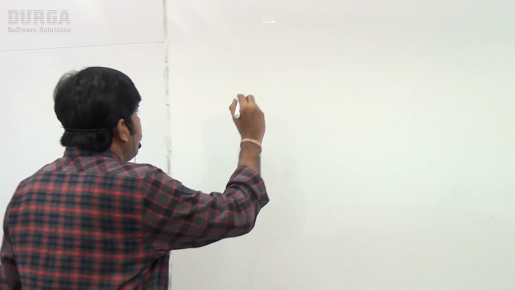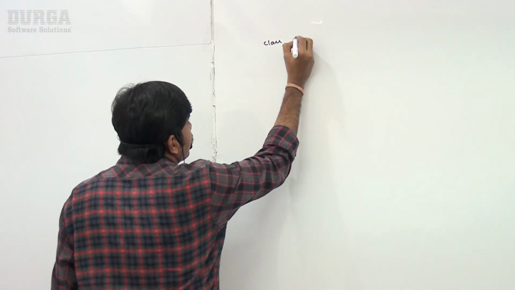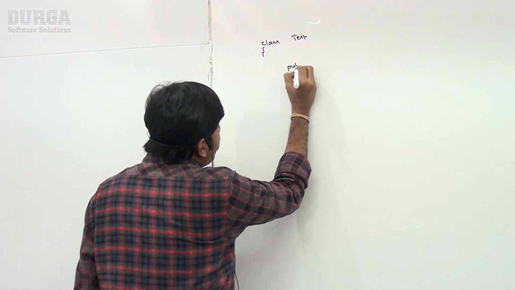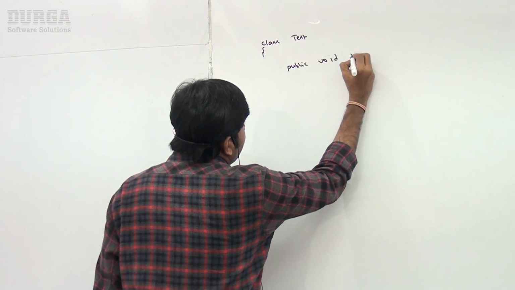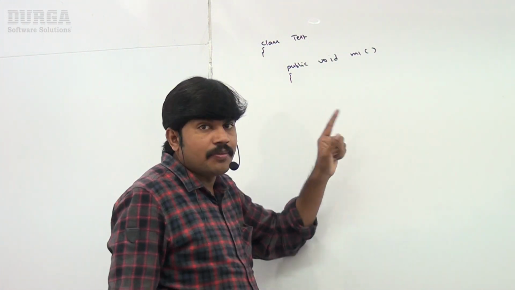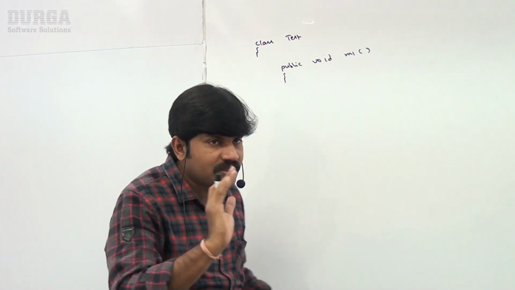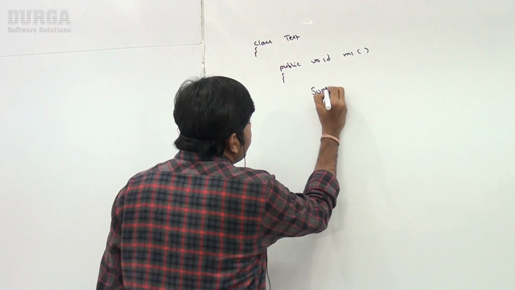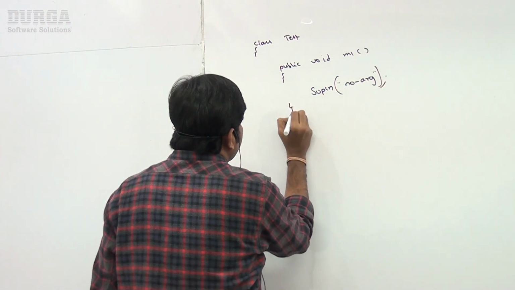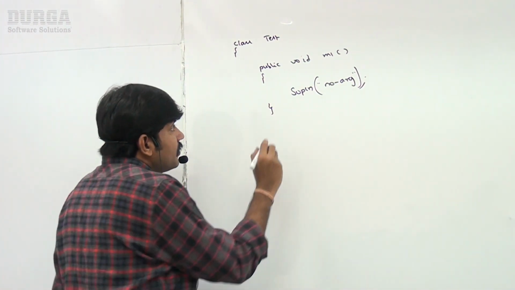Sir, I hope it's very clear what we mean when we say that two methods are overloaded. Let me go for a small program so that you can get much clarity. Observe carefully, sir. I'm taking a class Test. And here I'm taking a public void m1 method. Observe the method name and argument types. Very important, more concentration is required. Here, System.out.println, no-arg method.